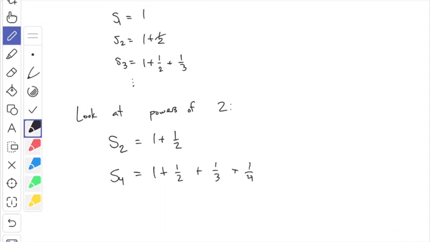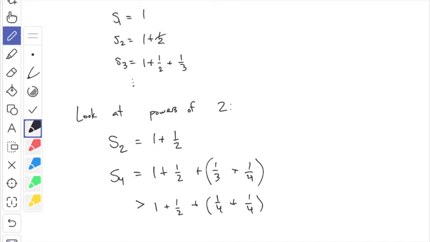But check it out. If I group those two together, I'm going to make an inequality here. This is greater than 1 plus a half plus 1/4 plus 1/4. I just changed the 1/3 to a 1/4. I increase the denominator, so it makes the number smaller from one step to the next when I increase the denominators.